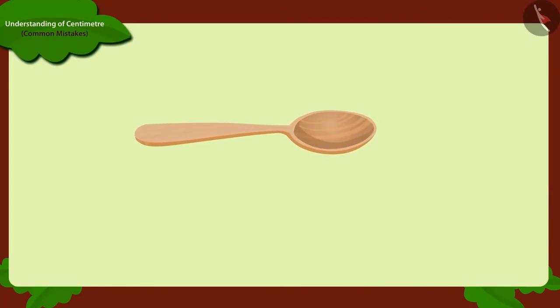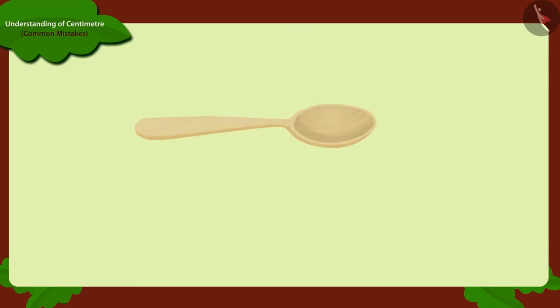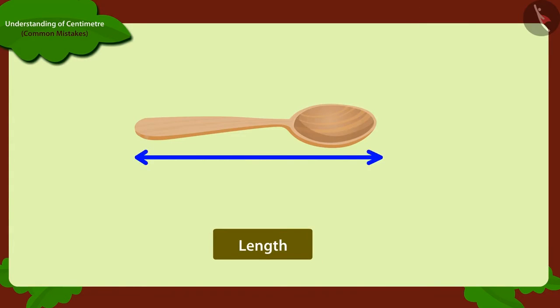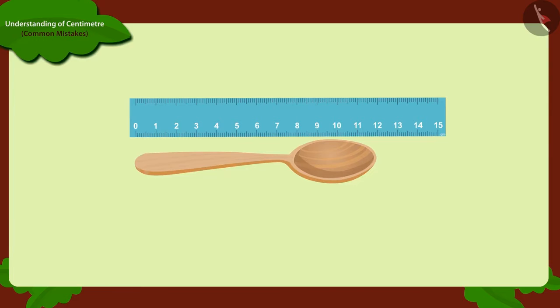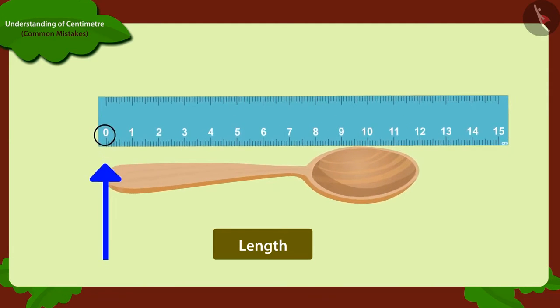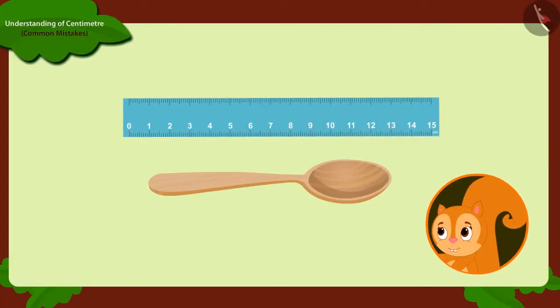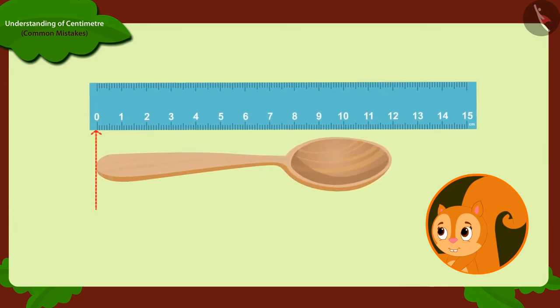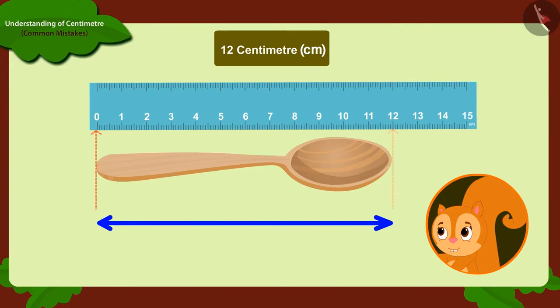Keep in mind, kids, whenever we are measuring the length of any object with a ruler, then we should always keep in mind that we start measuring the length by the 0 number. Chanda realized her mistake and measured the spoon from number 0. And this time, she got the length of the spoon exactly 12 centimeters as before.